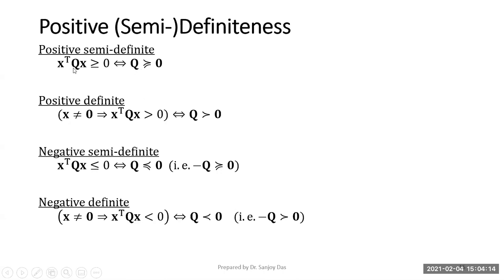Now, if Q were a scalar, just simplifying things, pretend that x and Q are all scalars. What does this mean? Qx squared greater than or equal to 0 is the same thing as Q being greater than or equal to 0, right? And for every non-zero x, if Qx squared is strictly greater than 0, then Q is greater than 0. So this has a very simple interpretation when we're dealing with scalars. Positive definiteness, positive semi-definiteness, negative semi-definiteness, and negative definiteness are the matrix versions of scalars being greater than or equal to 0, greater than 0, less than or equal to 0, and less than 0. Okay?